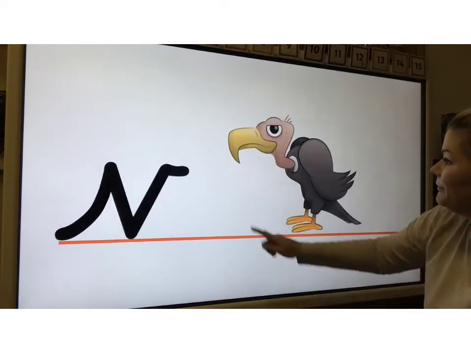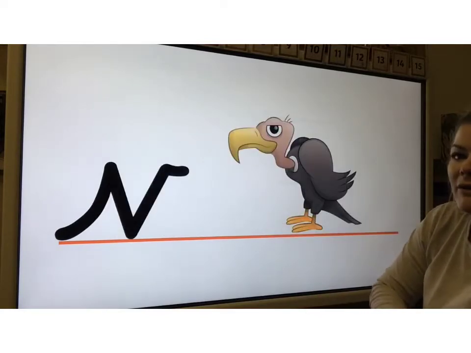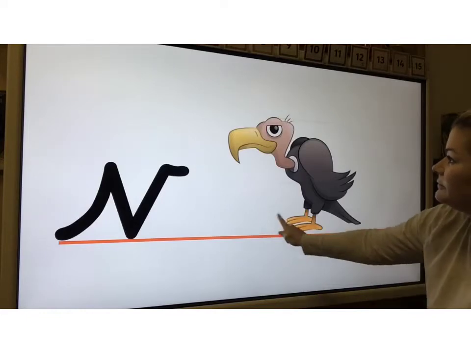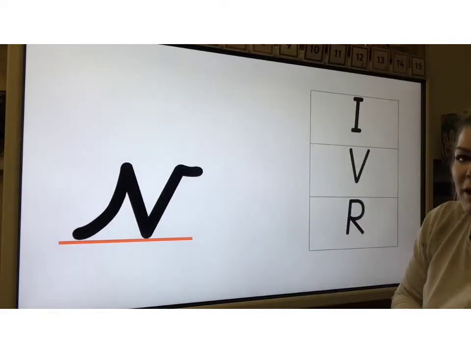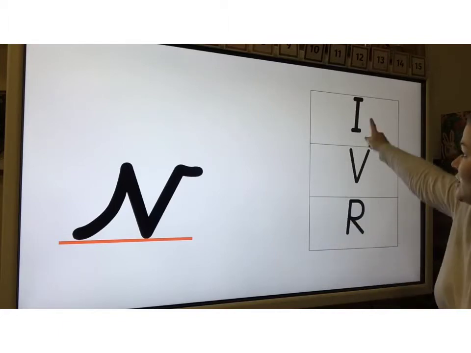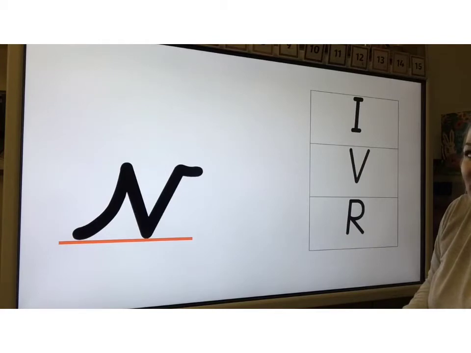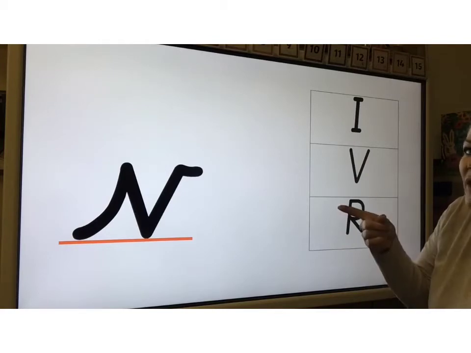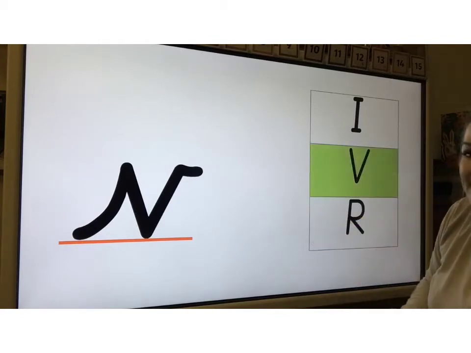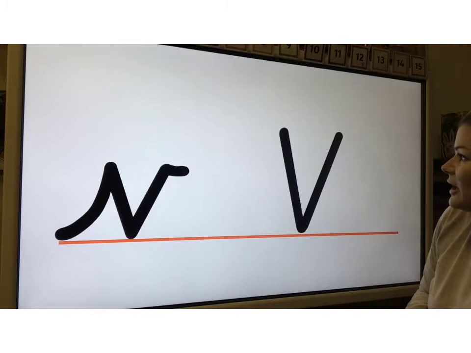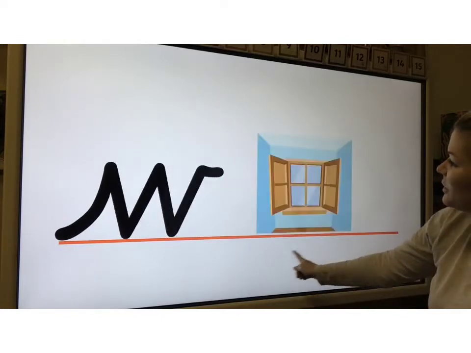Okay, next one. V for vulture. Which one is the capital letter? Which one is the uppercase letter? This top one, this middle one, or this bottom one? Shout out your answer. The answer is middle. Capital V. And that's what they look like together. They're similar, aren't they?